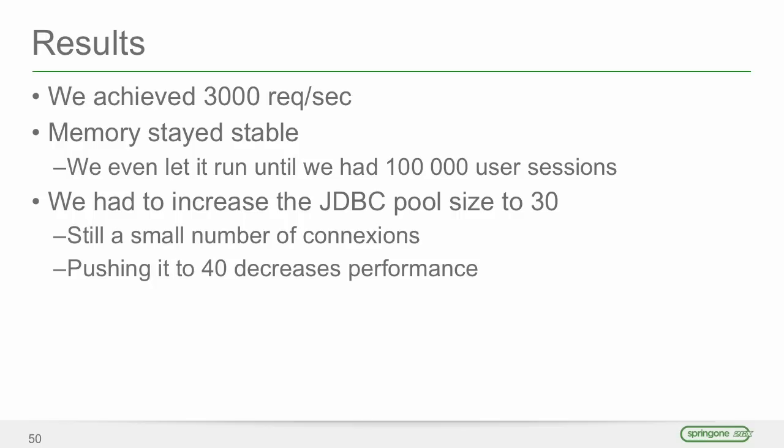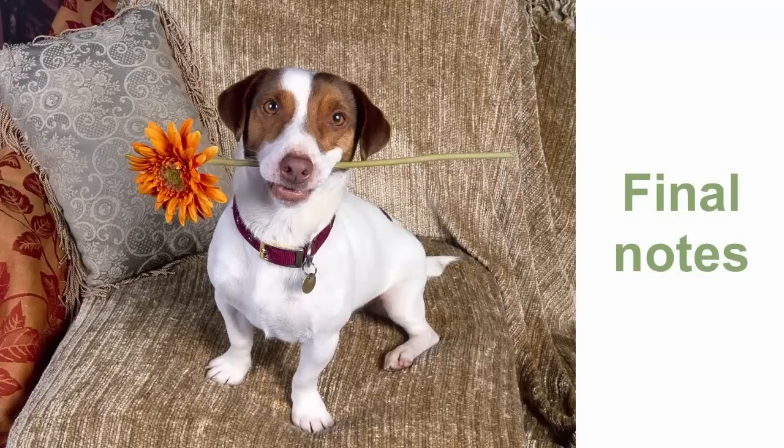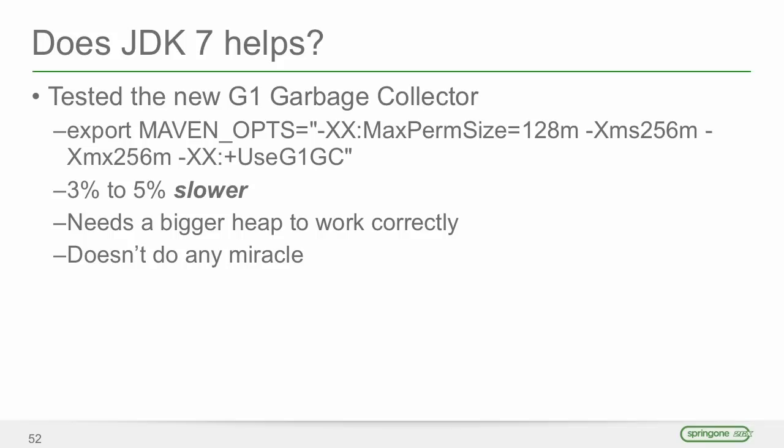I didn't do it here, but a good thing now is to increase the JDBC pool size. Now it's helping. It was not helping before, now it's helping. A bit of a strange result, but you should not put it too big. If you put it to 40, it decreases. It's very interesting to test just by changing this number. I'm going quick because I only have 4 minutes left. I've got some final notes on what we saw.